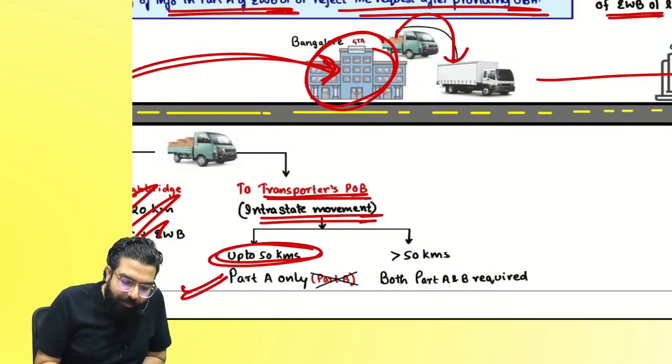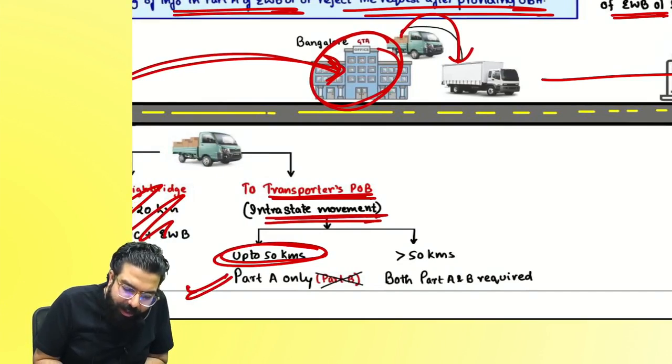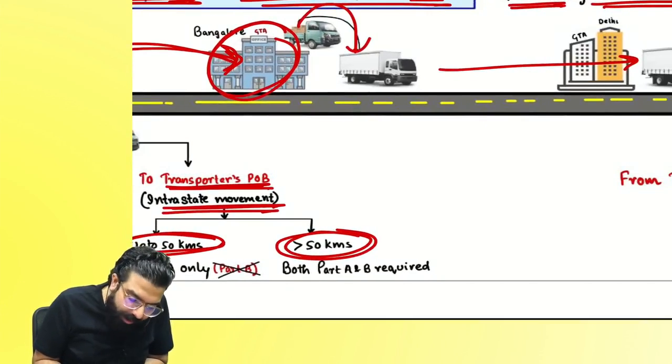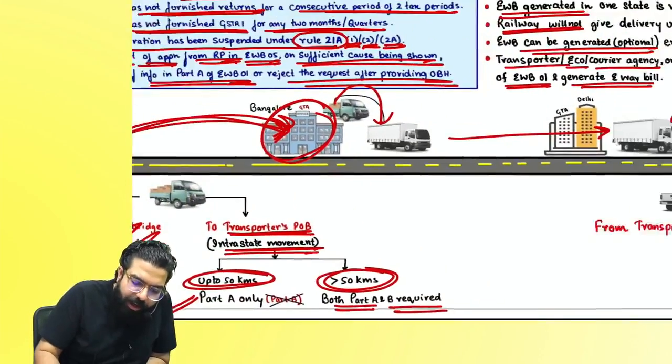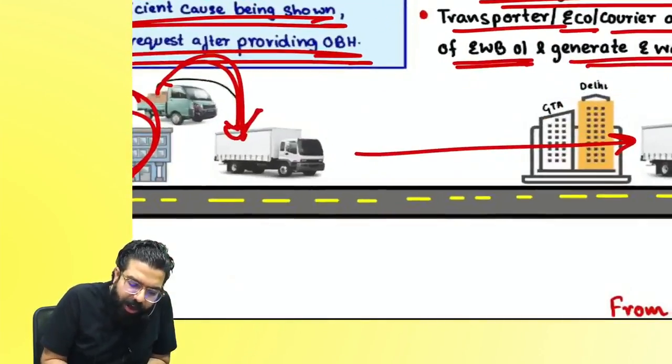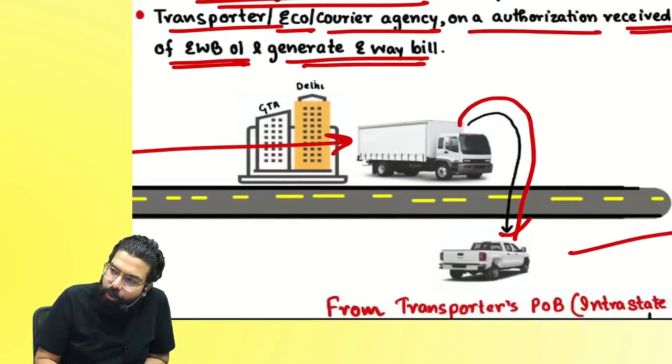Sir, tell me one thing. If I am sending it to the transporter, interstate, and the distance is more than 50 km, then Part A and Part B both are required. Okay, sir. Once the goods reach there, they will load them in a different truck, update the truck detail, and take the goods onward.